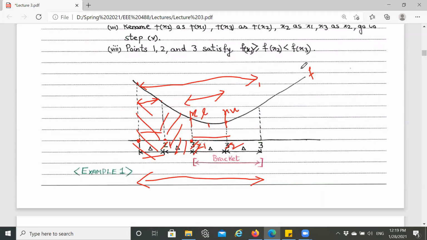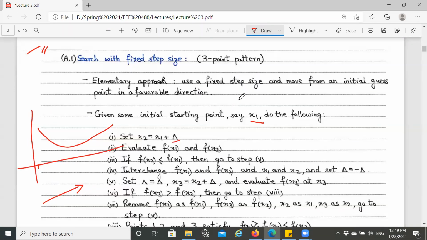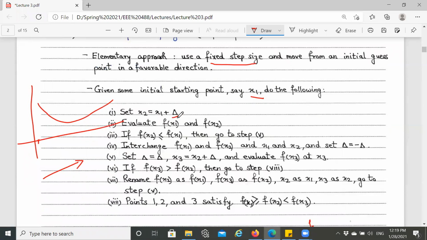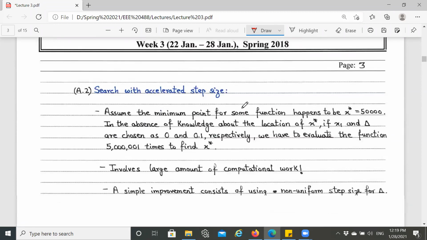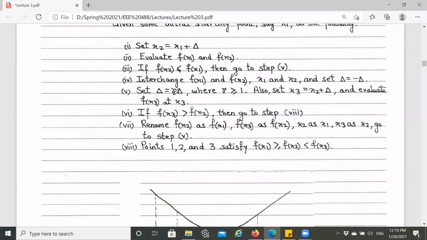Now, what we can do is we can further improve this method. The problem with this is that we have a fixed step size. Every time we are adding only delta, delta, delta. That means the size of this interval is always changing by delta. So what happens if we accelerate it? Instead of just using delta, we scale it. We use some kind of gamma delta instead. Now let's see how this helps.